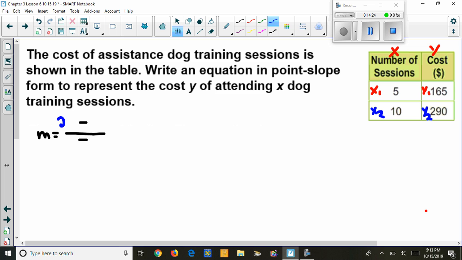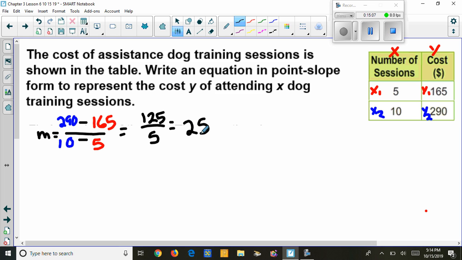To fill it in, Y2 is 290 minus Y1, which is 165. X2 is 10 minus X1, which is 5. 290 minus 165 gives me 125. 10 minus 5 is 5. And when I divide this, I end up with 25 as my slope.